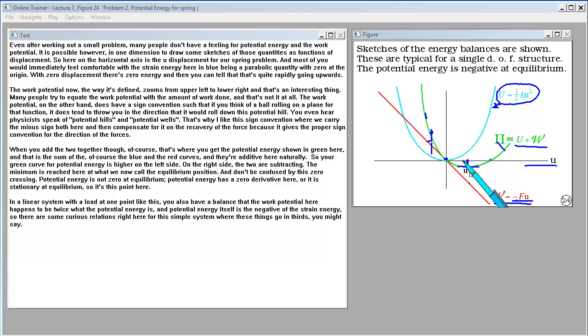In a linear system with a load at one point like this, you also have a balance in which the work potential here happens to be twice what the potential energy is. And the potential energy itself is the negative of the strain energy. So there are some curious relations right here for this simple system, where these things go in thirds, you might say.